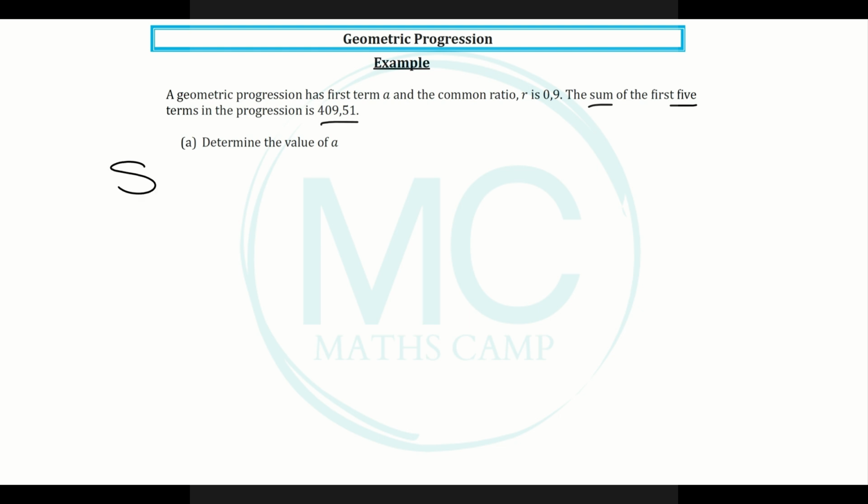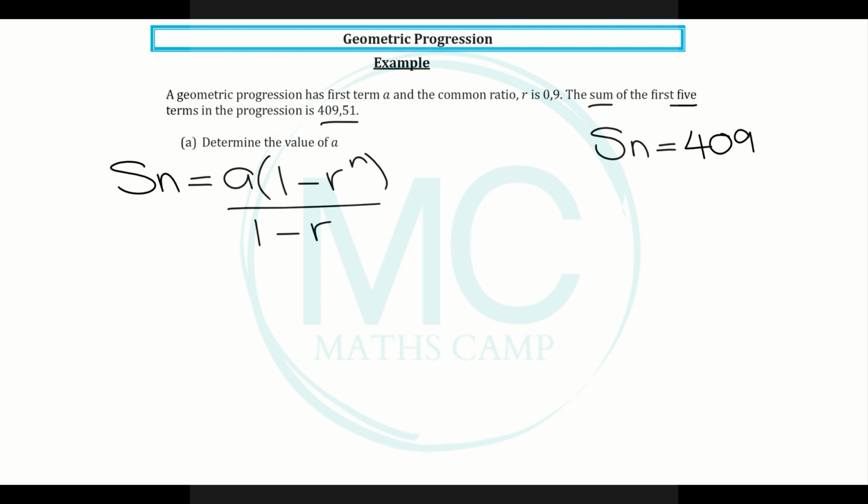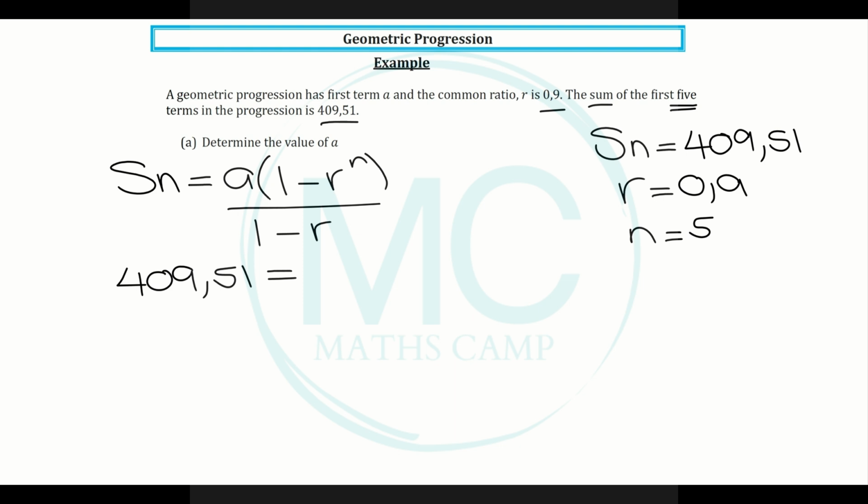So we're going to use the formula. Sn is equal to a, open a bracket, 1 minus r with an exponent of n, all over 1 minus r. The sum is 409,51. This is the value for Sn. The question tells us the common ratio r is 0,9. So r is equal to 0,9. We're looking at the sum of 5 terms. So n is 5. So now we can say 409,51 is equal to a, open a bracket, 1 minus 0,9 with an exponent of 5 over 1 minus 0,9.